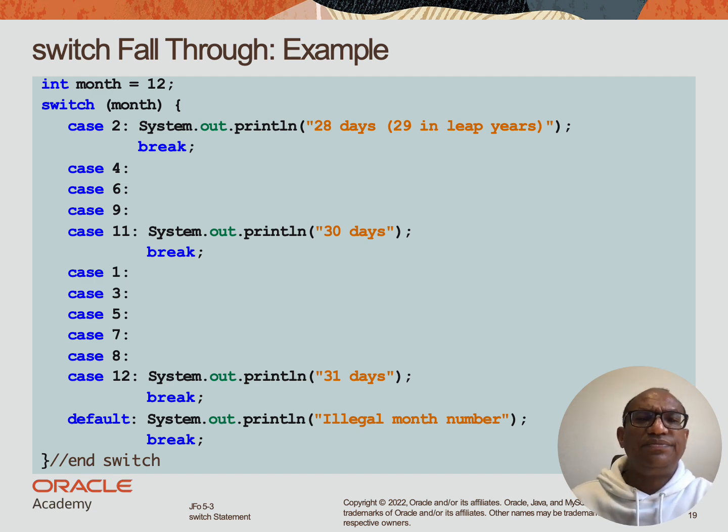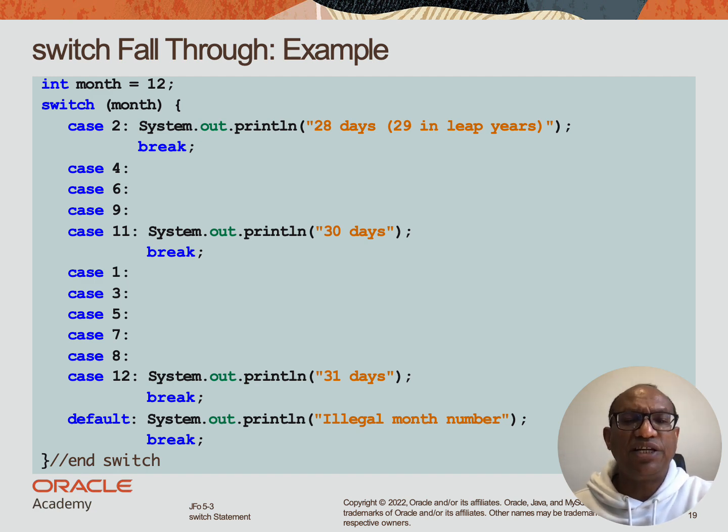Another example. Here we calculate the number of days in a month. Several case labels share the same action, which works well when no break separates them. This example shows how fall-through is useful in some scenarios. It is sometimes preferable to have multiple cases without break statements between them.